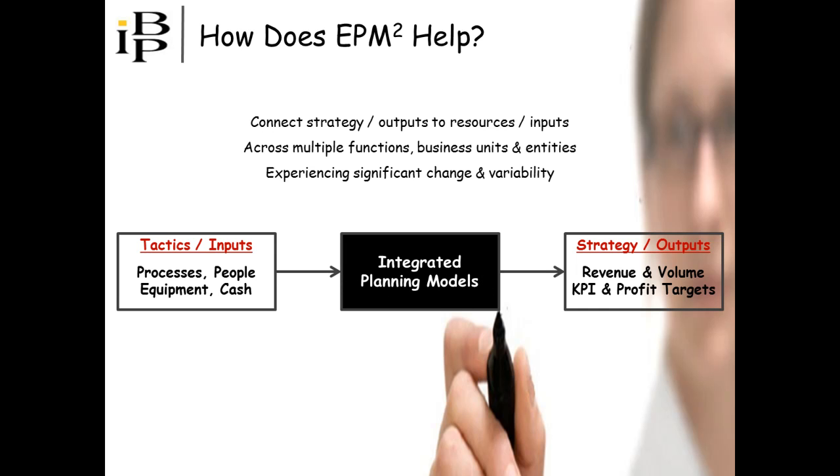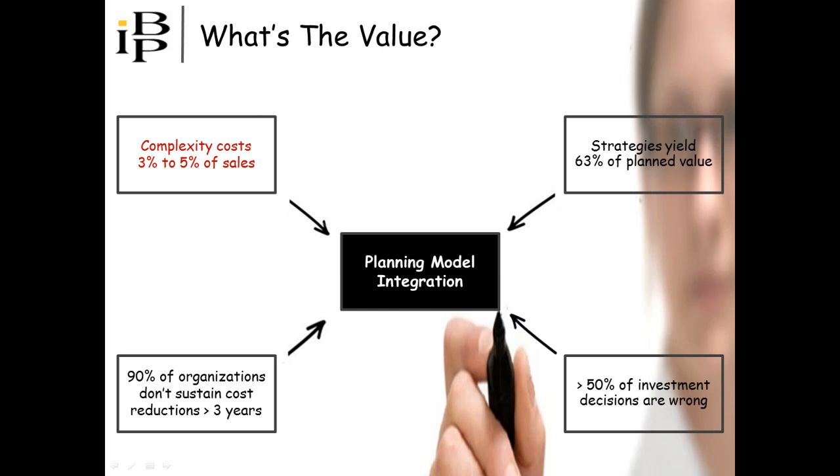EPM2 helps manufacturers address this gap. It does so by using planning models to make these connections as part of a continuous and ongoing process that includes finance and operations. A number of research studies provide insight into the value of such integrated processes. The one in red provides a starting point for estimating their value to manufacturing organizations.